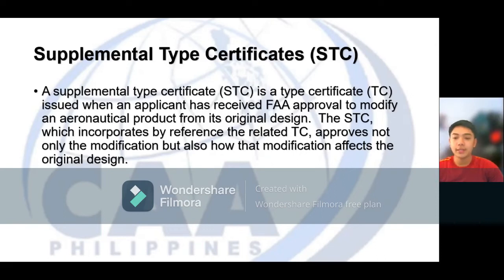Supplemental Type Certificates, or STC. A Supplemental Type Certificate is a type certificate issued when an applicant has received FAA approval to modify an aeronautical product from its original design. The STC, which incorporates by reference the related TC, approves not only the modification but also how that modification affects the original design.